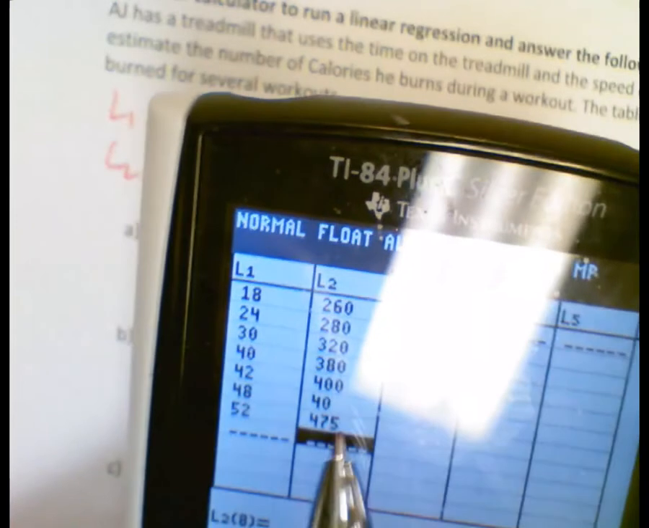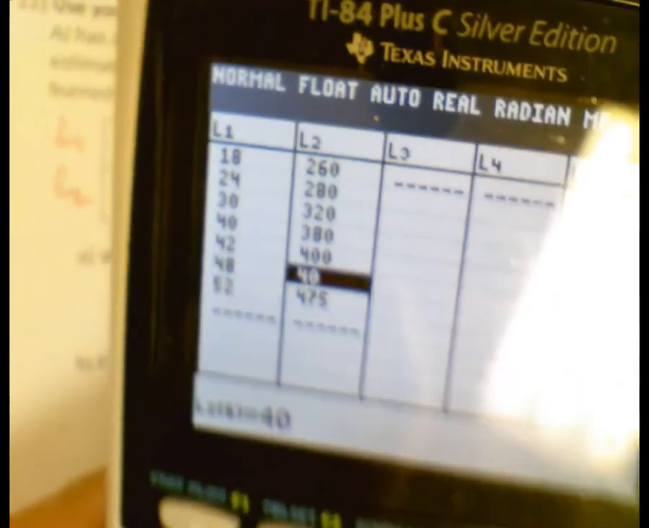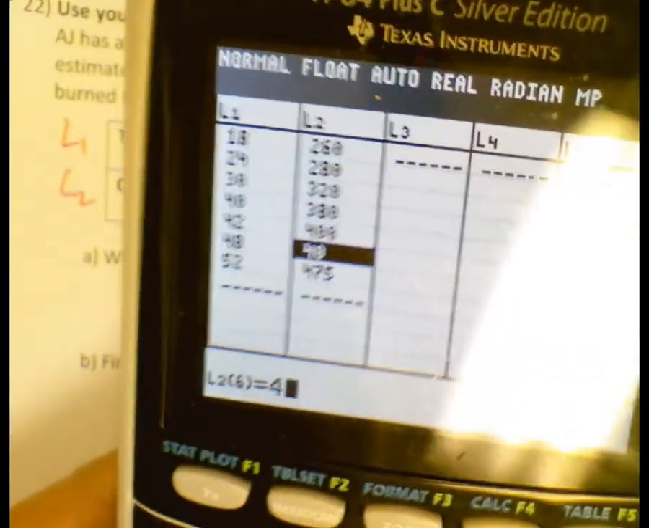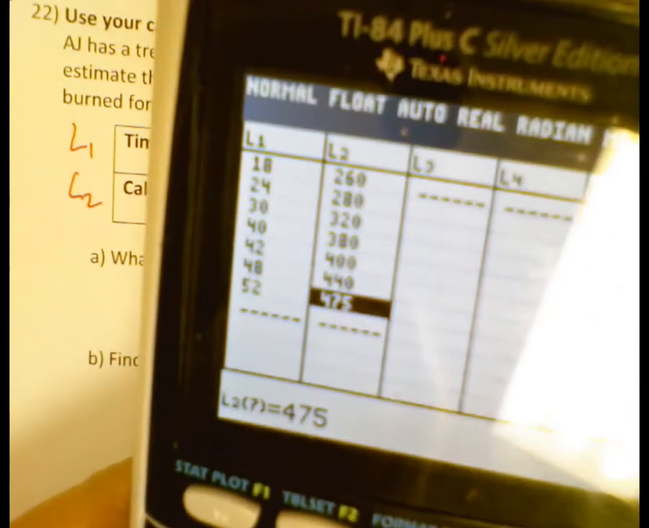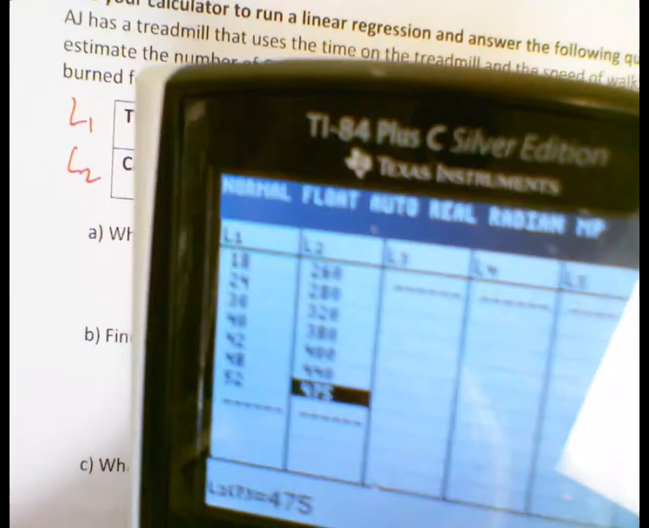Oh, I made a mistake. Look at this one. See that one right there, that 40? I don't think I had a 40. That was a 440. That would be a big mistake on my part. So let me go up here to the 40 and retype in 440 and press enter. Make sure your numbers are correct. That would have been a big no-no if I hadn't noticed that.